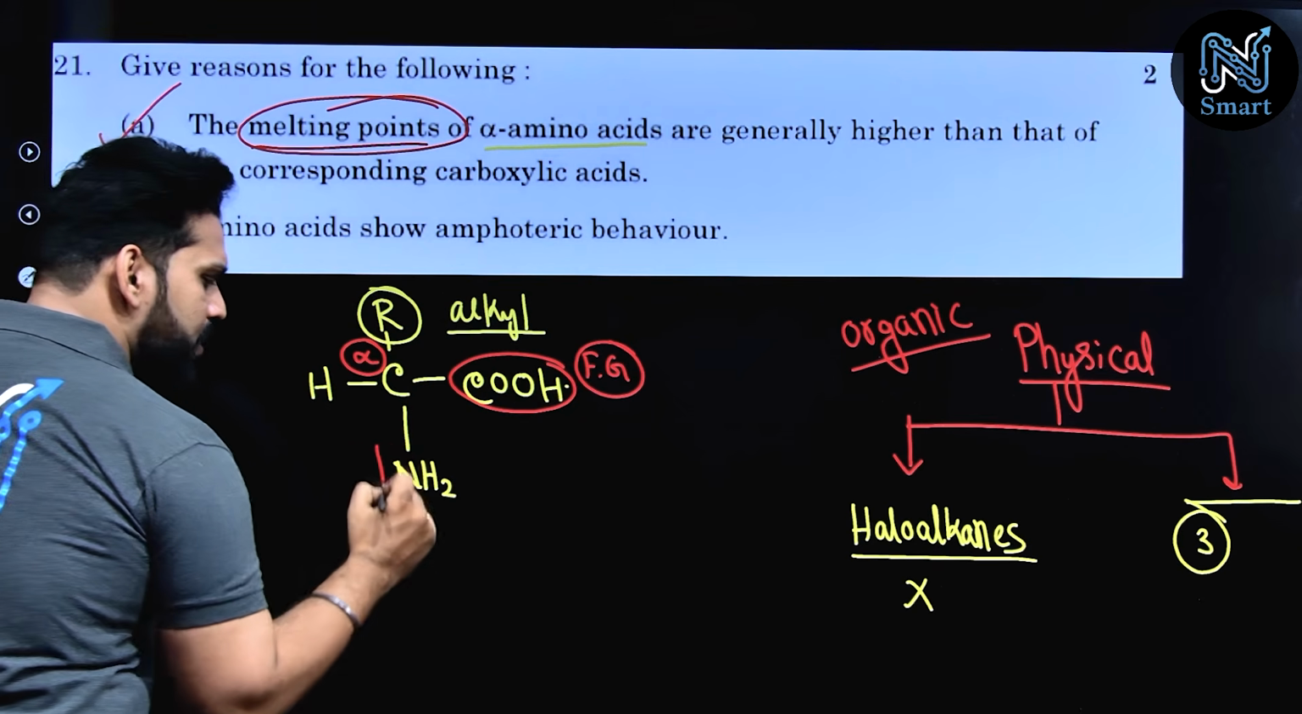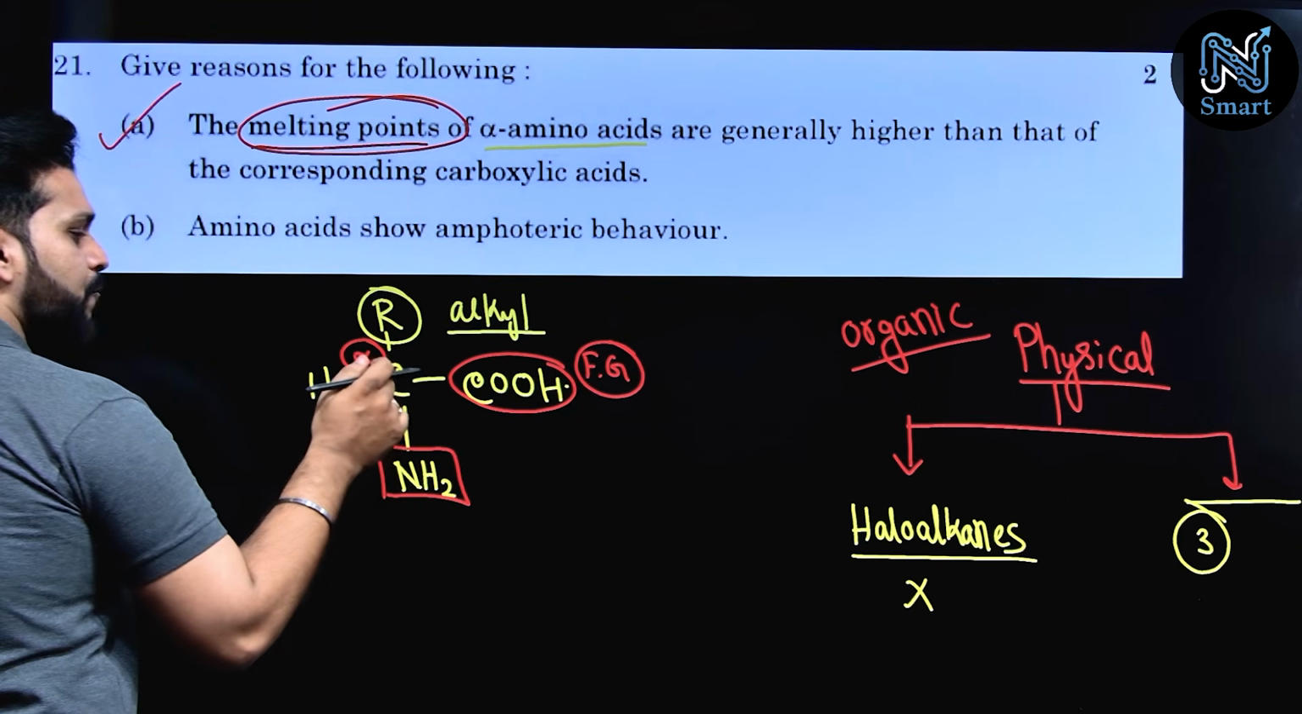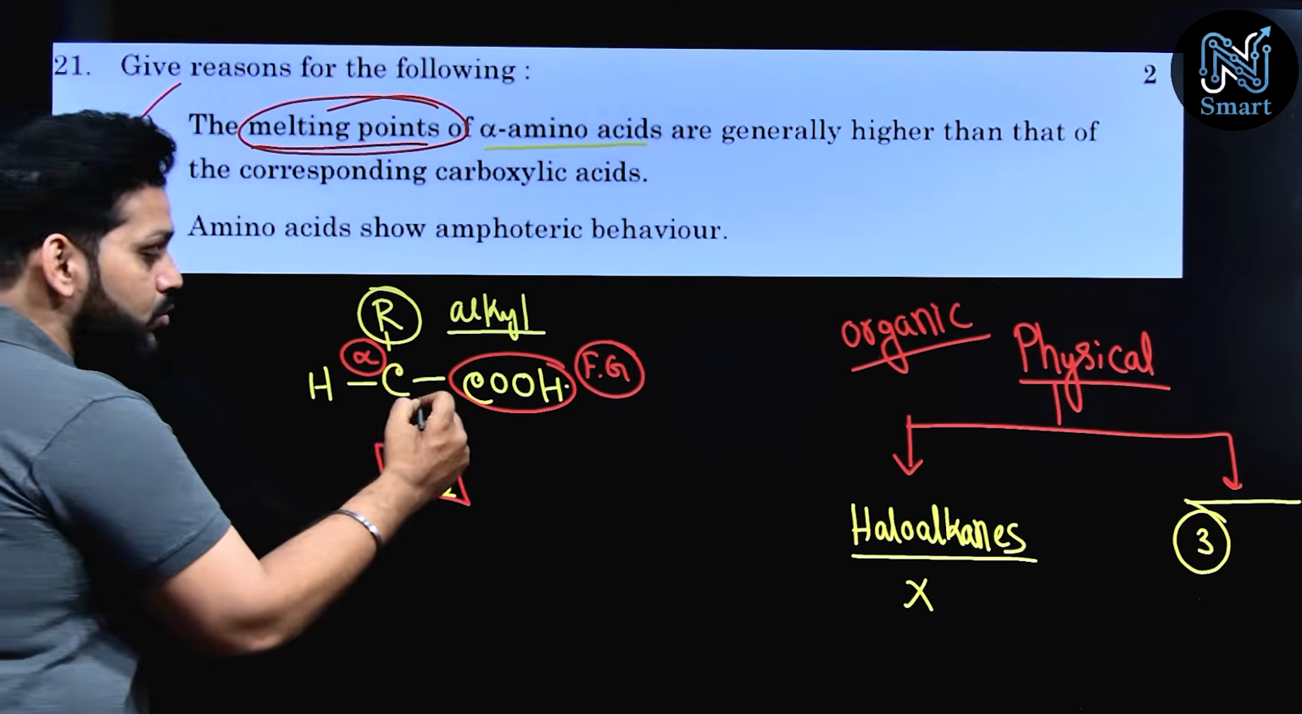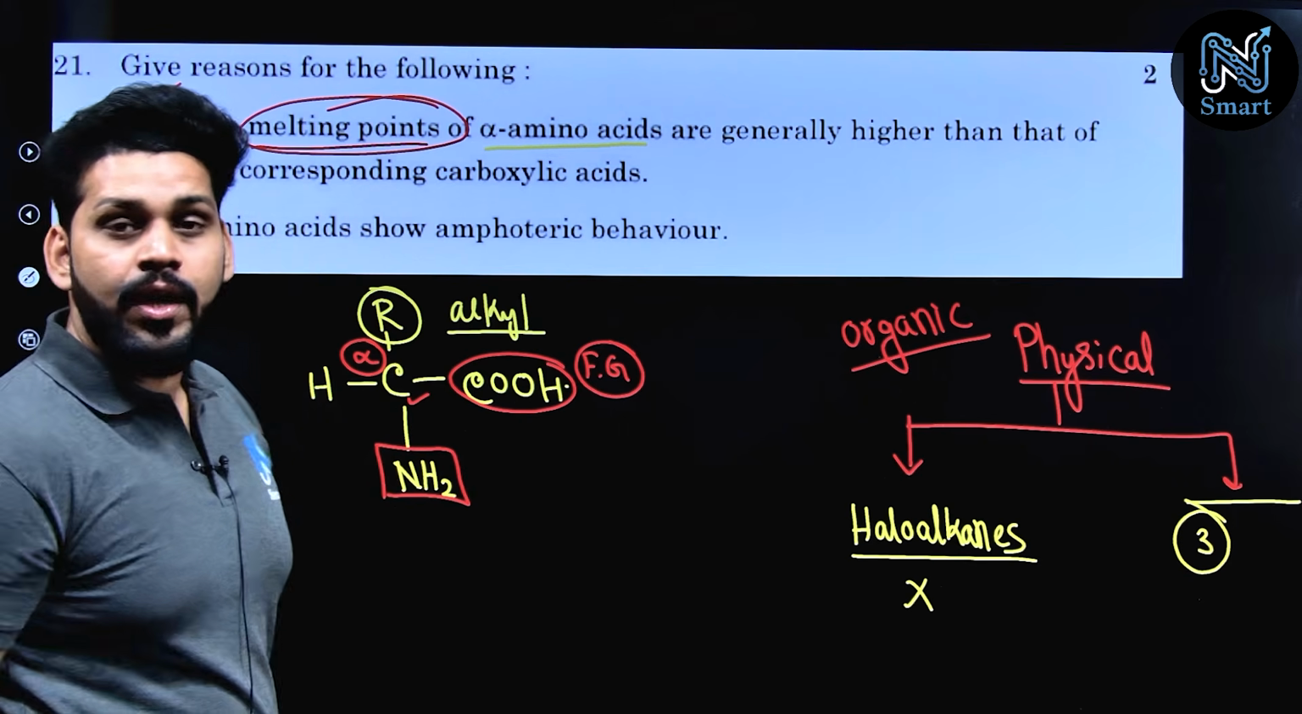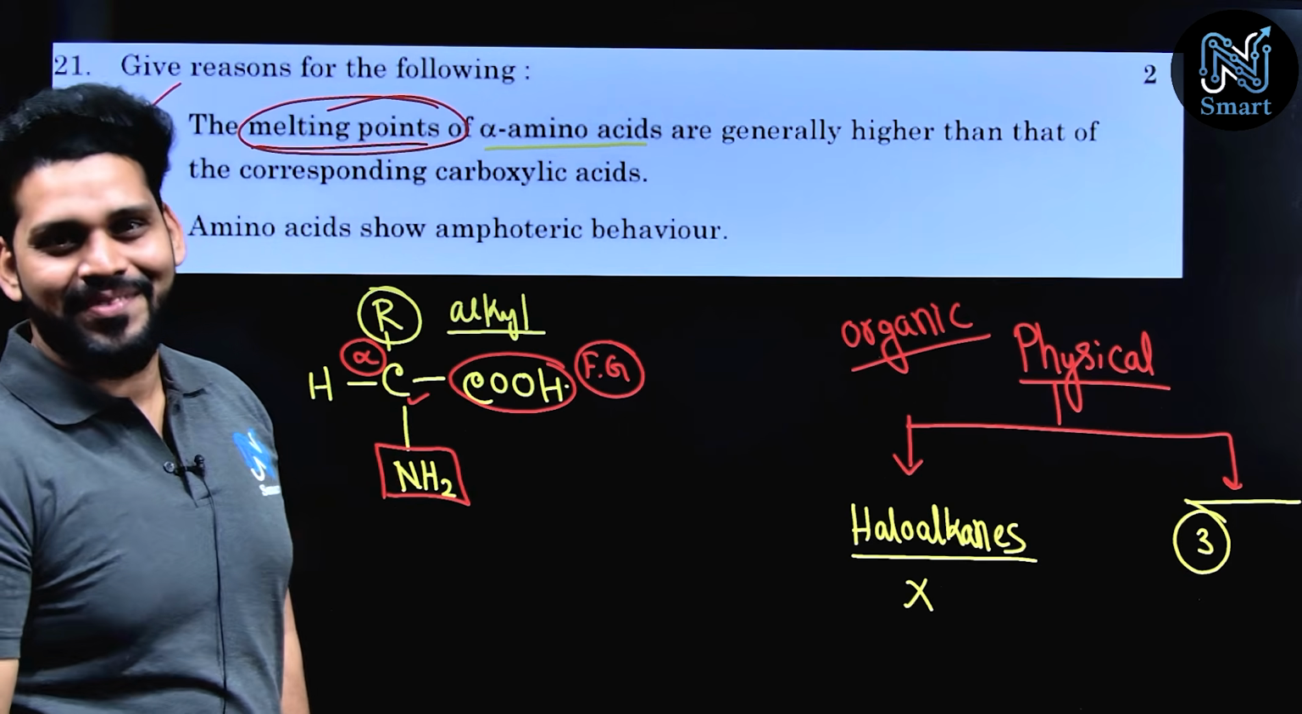So if you have the amine connected with the very first carbon, if it is connected to the alpha carbon, then we will call it the alpha amino acid. As simple as that. Okay.